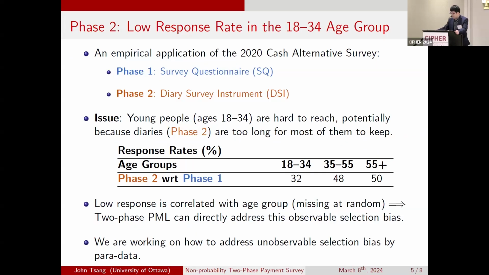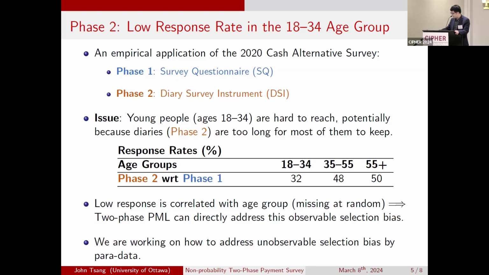Now we apply our two-phase PML to the 2020 Cash Alternative Survey of the Bank of Canada. In this survey, phase 1 is a survey questionnaire, and phase 2 is a diary survey instrument. Here we face an issue. In phase 2, young people of ages 18 to 34 are hard to reach. The response rate of this age group is lower than other age groups, as we can see from the table. This low response rate gives rise to larger selection bias for this age group, and this low response is clearly correlated with age group.